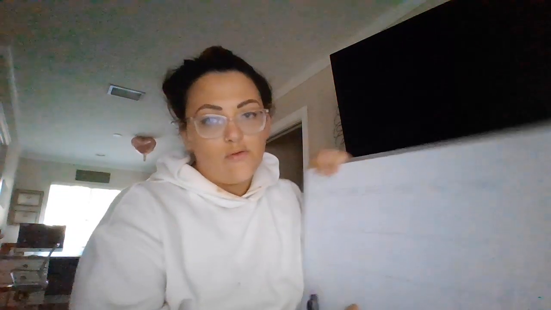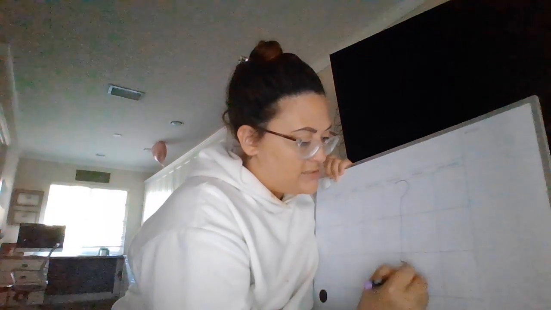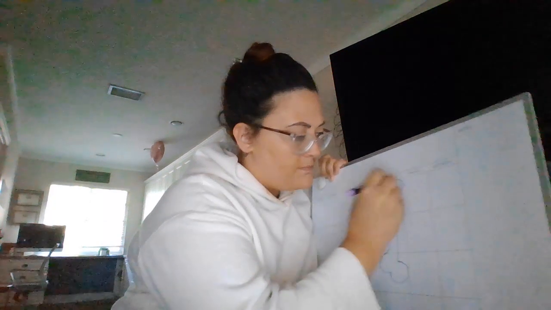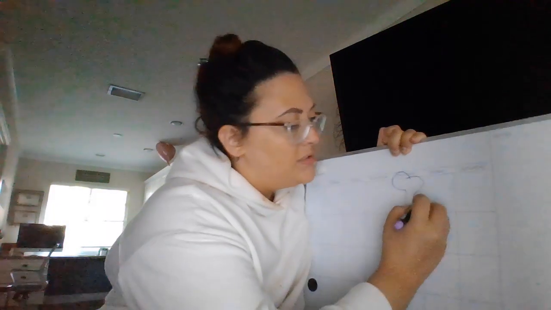And then there are also different components of each bone. So there's the compact bone. For example's sake, we'll say that this is the femur. This white outer part right here, or I mean it's purple, but looking at the white outer part of the bone, would be considered compact.